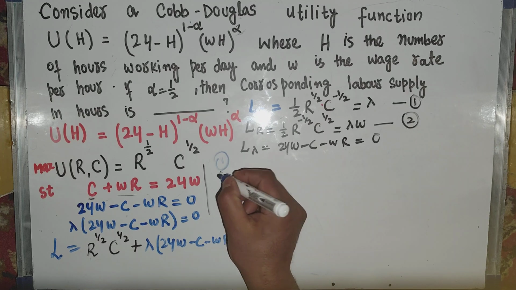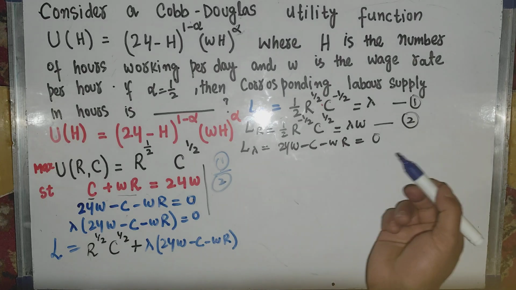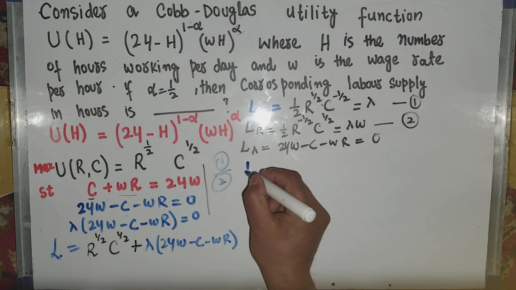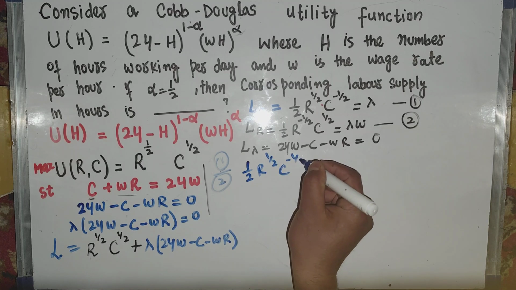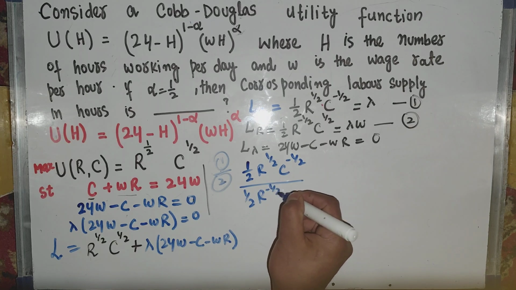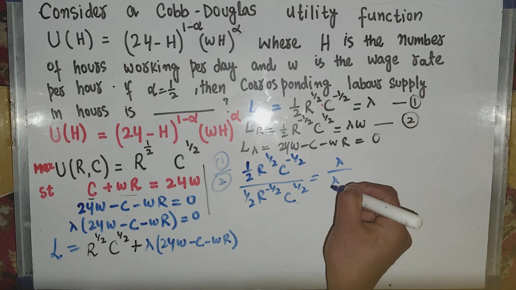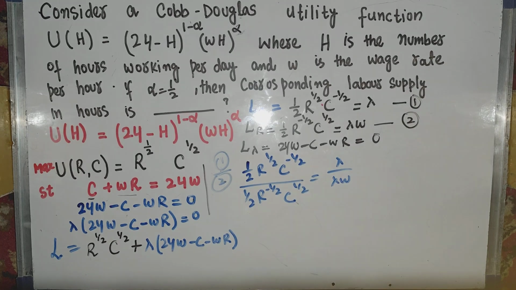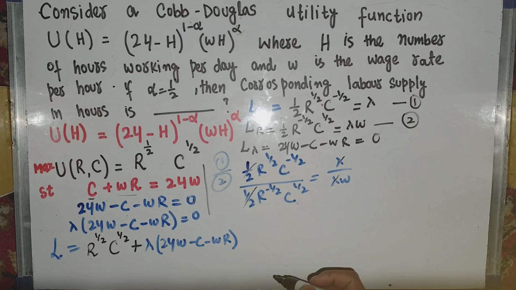So dividing here, we have 1 upon 2 R raised to the power 1 upon 2, C raised to the power minus 1 upon 2, divided by 1 upon 2 R raised to the power minus 1 upon 2, C raised to the power 1 upon 2, which should be equal to lambda divided by lambda W. Lambda cancels, 1 upon 2 cancels.